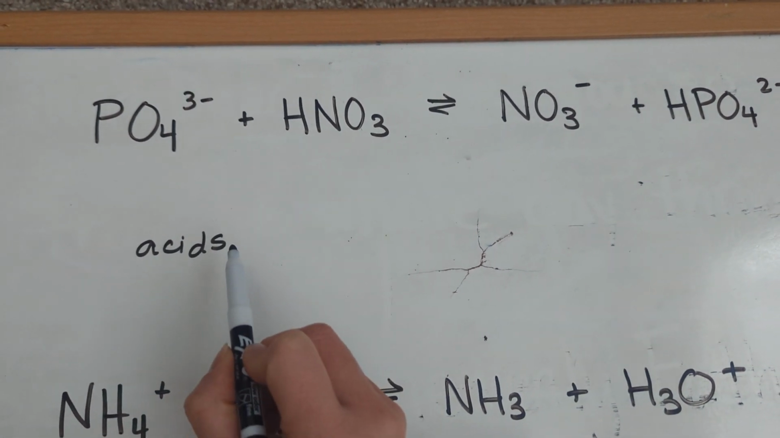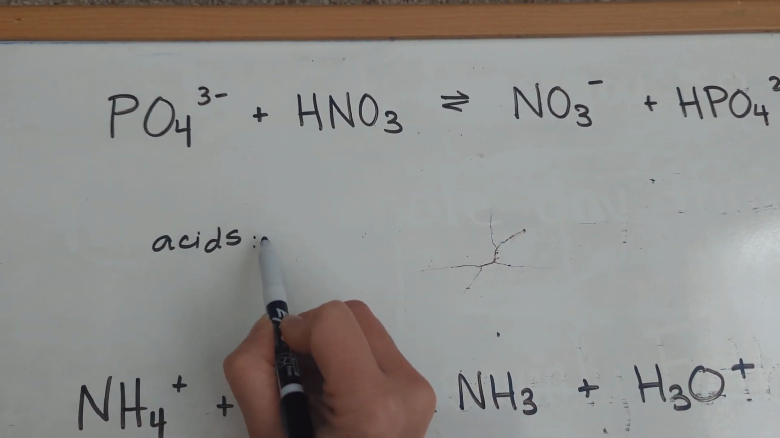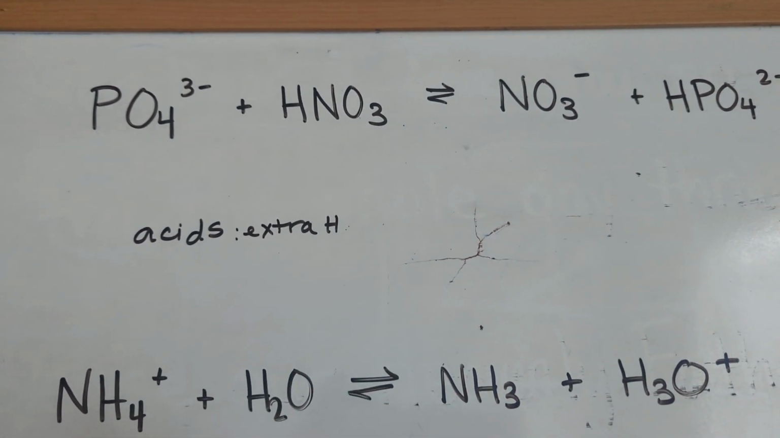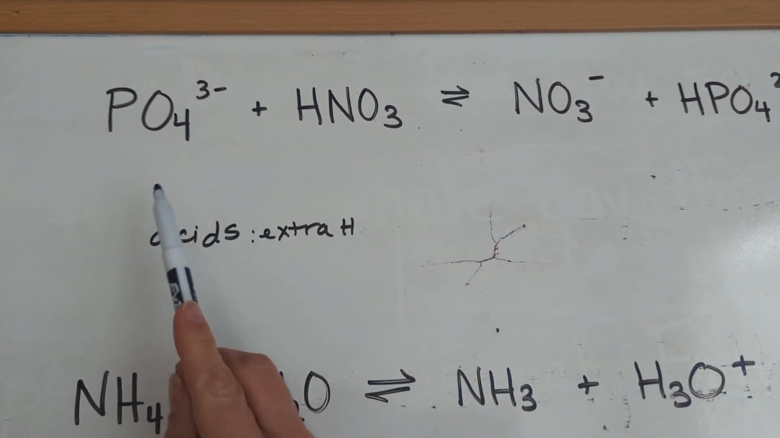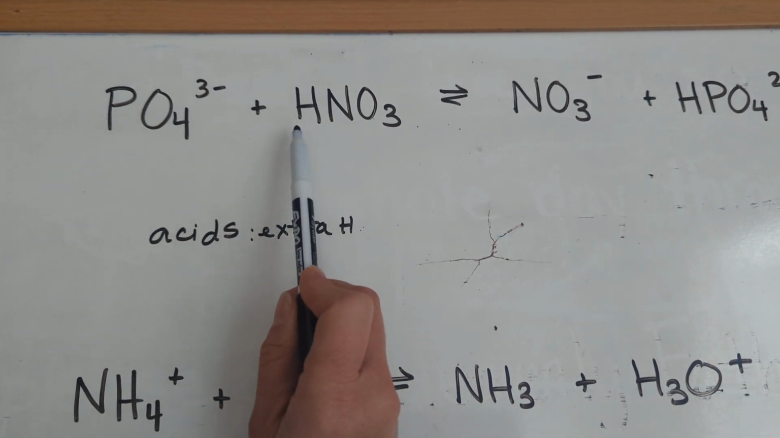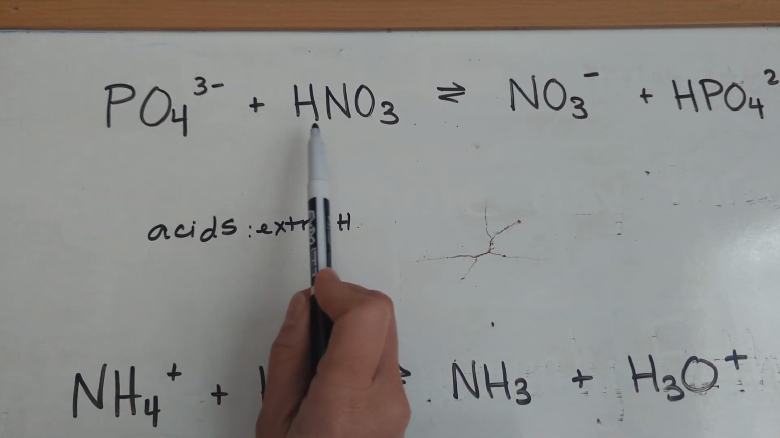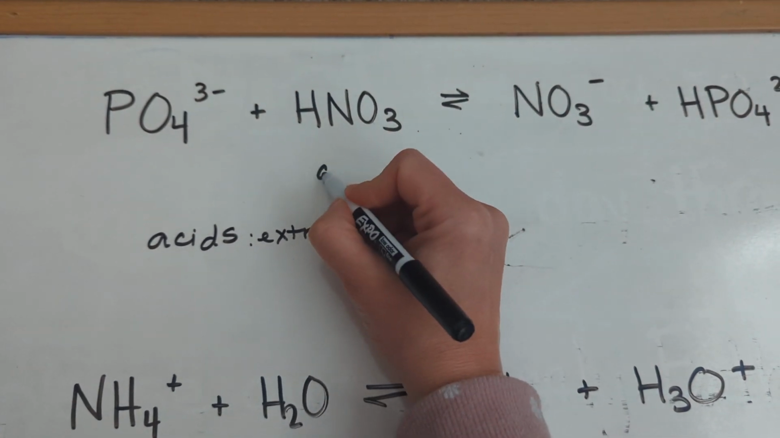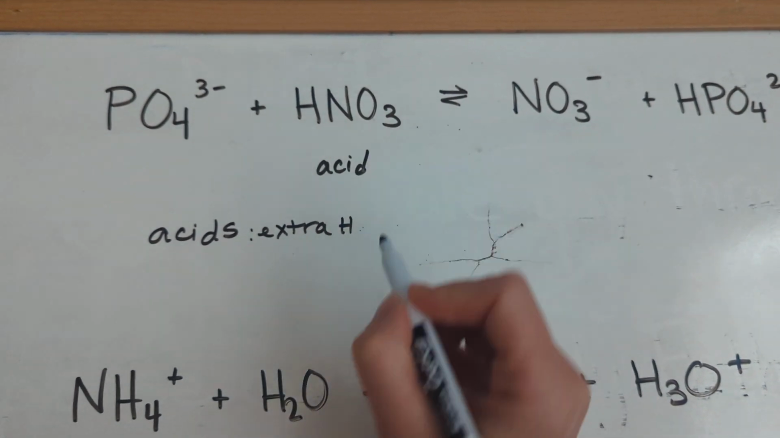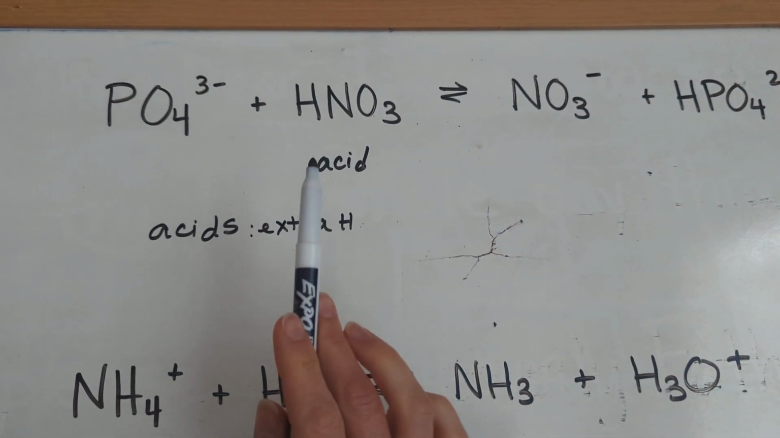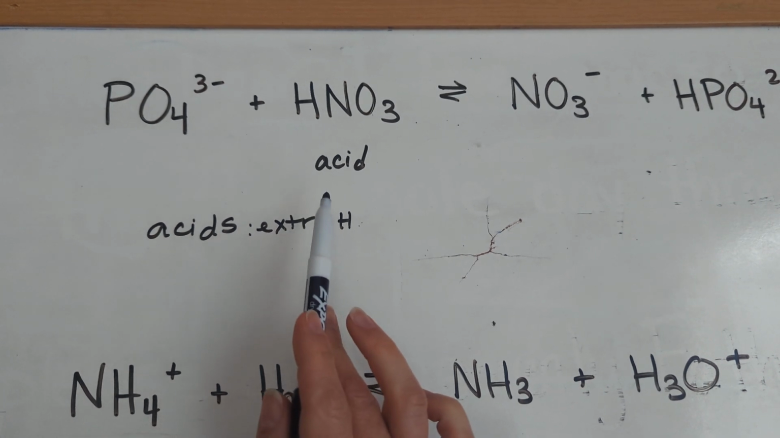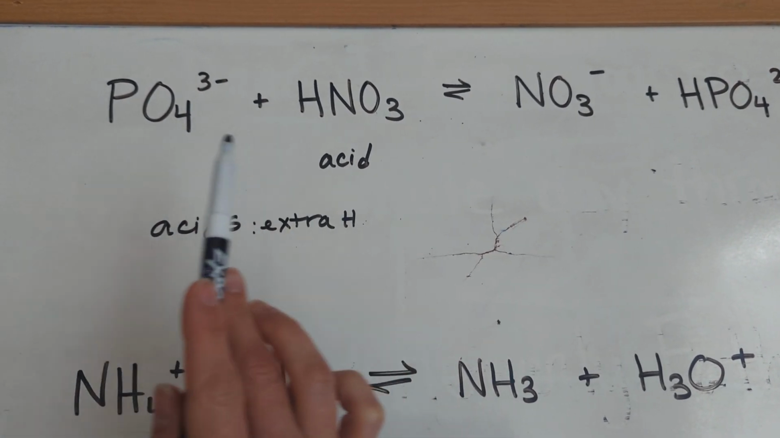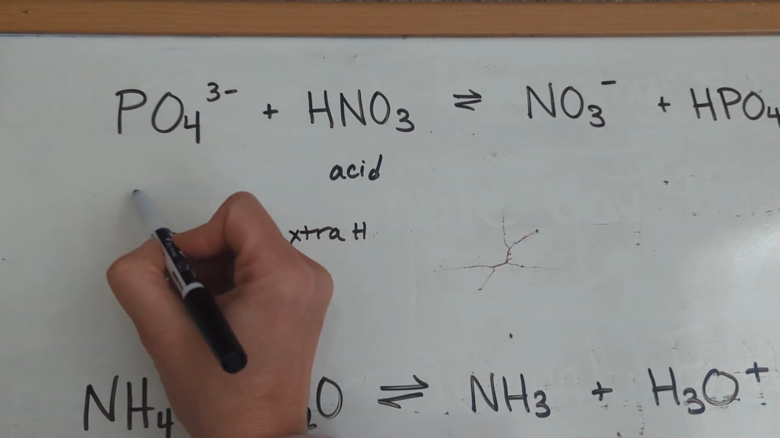I think for all the ones you're going to do, the acid will always have an extra H. So looking at these ones, I see the H. That's my red flag, like, ooh, I think that's the acid. And it's kind of a process of elimination. If you have an acid, you can only have a base. So once you identify the acid, you automatically know the other one is the base.